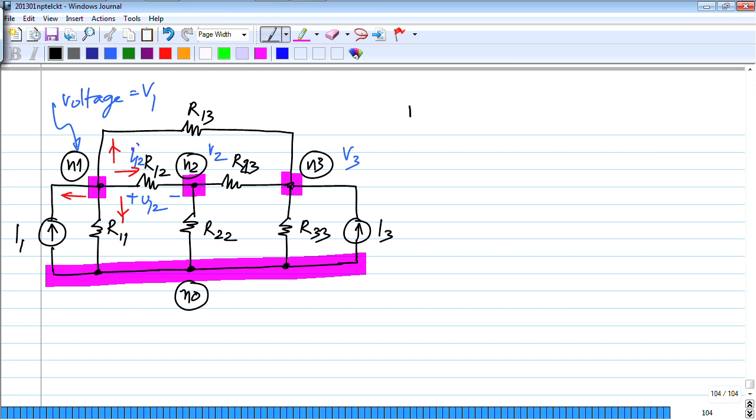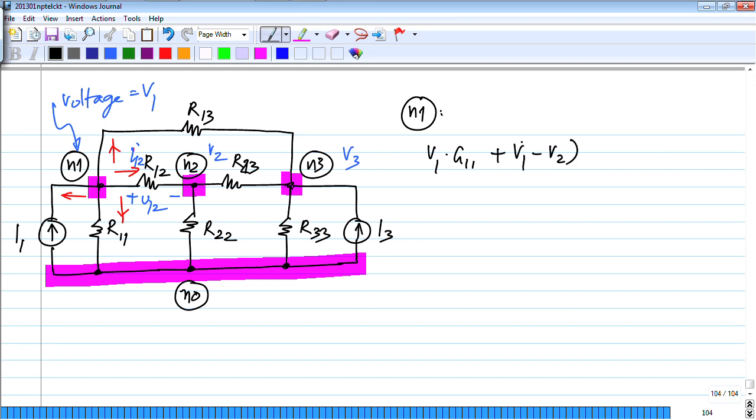Now, the KCL at node N1 will be the sum of these currents, current through R11, current through R12, current through R13, and the sum of those equal the current flowing into this node, which is I1. So, first of all, the current through this R11 is V1 divided by R11 or V1 times G11. And the current through this R12 is the voltage across it, which is V1 minus V2. We are always taking the current flowing away. So, you take the voltage at this node V1 minus the voltage at wherever the resistor is connected, that is V2.